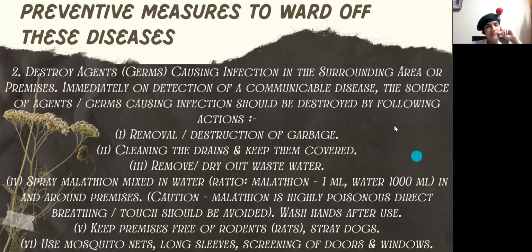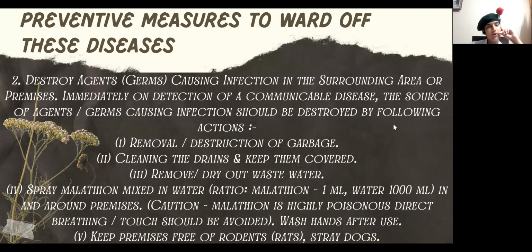Next, preventive measures to ward off these diseases. Number 2 is continuing that. Second, destroy agents causing infection in the surrounding area or premises immediately on detection of a communicable disease. The source of agents or germs causing infection should be destroyed by following actions.